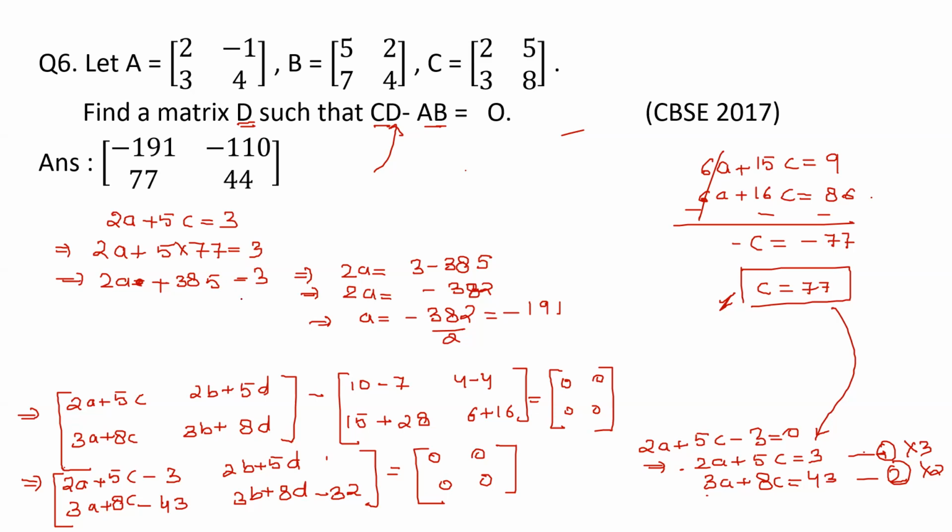Okay. Now similarly, please solve the rest of the two equations. 2b plus 5d and this one 3b plus 8d minus 32.